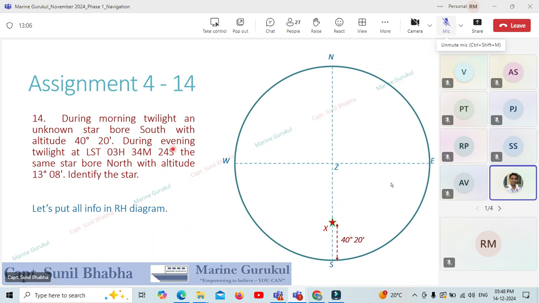Further, the question says during evening twilight at LST so and so, the same star bore north. North bearing is represented by ZN. The star had an altitude of 13 degrees 08 minutes. Now the N point represents the horizon here, so if we go 13 degrees 08 minutes above the horizon, this is where the star is at the time of evening twilight.